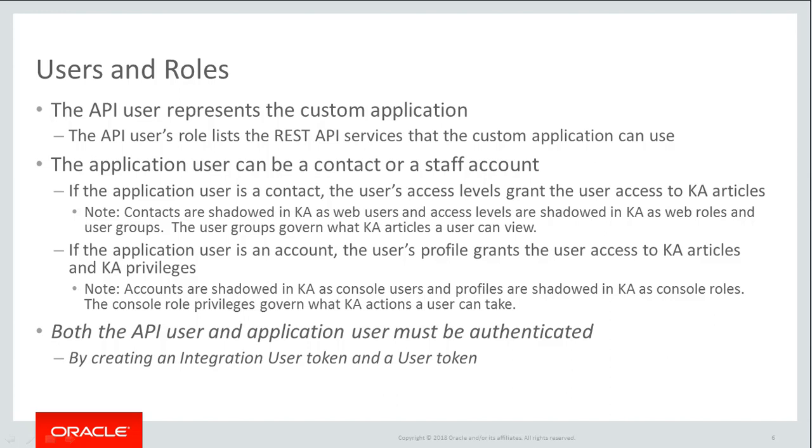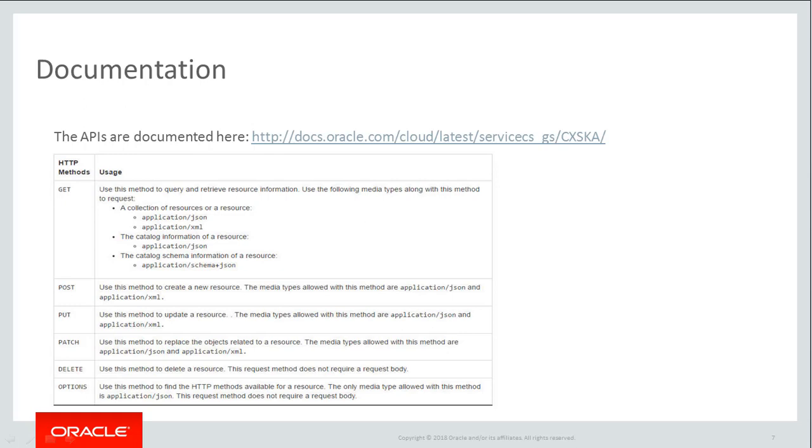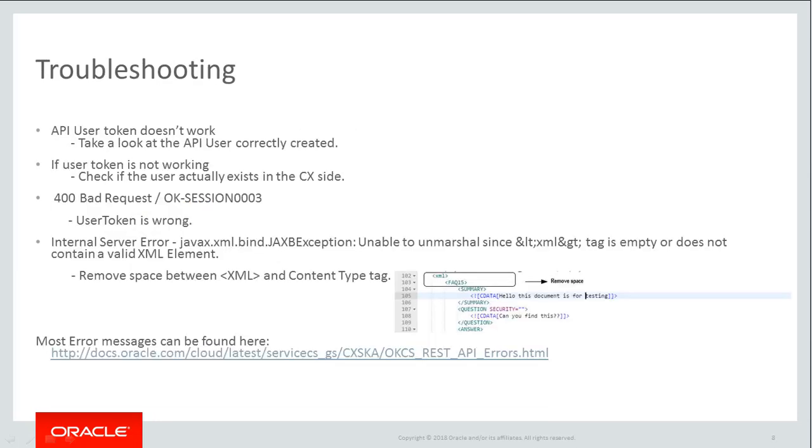Both the API user and application users must be authenticated by creating an integration user token and a user token. Here is the link for the official API documentation. The most important HTTP methods are listed on this slide. This slide shows some of the troubleshooting and general error messages. For instance, the internal server error provides information on how to resolve the problem by removing a space between the XML and content type tag, which is the FAQ.